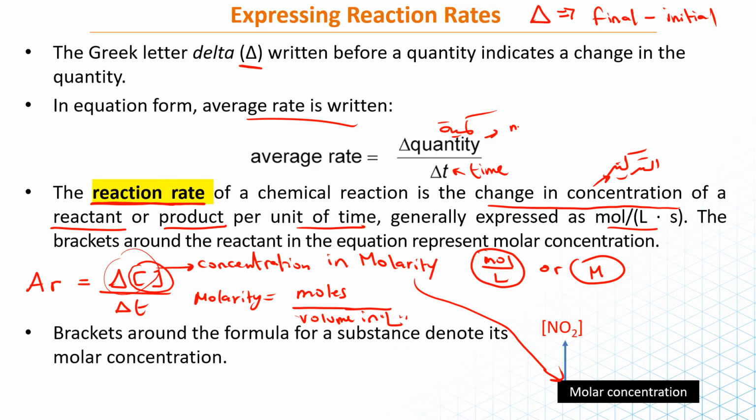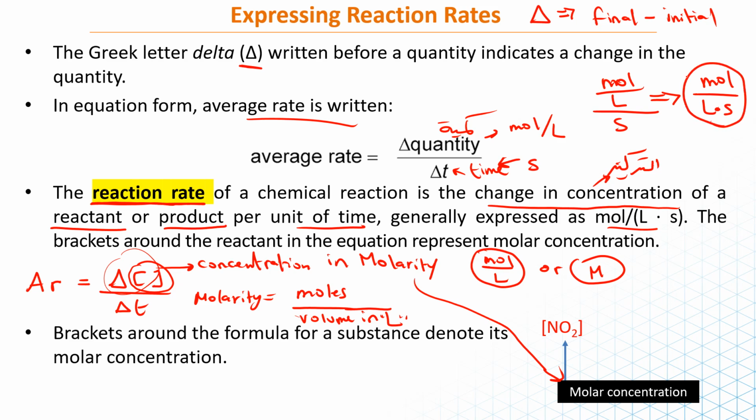So this one is mole over liter and the time is seconds. So if I do moles over liter over second, that's going to give me mole over liter times second. This is the unit of measurement of the average rate that is written here. Okay guys?